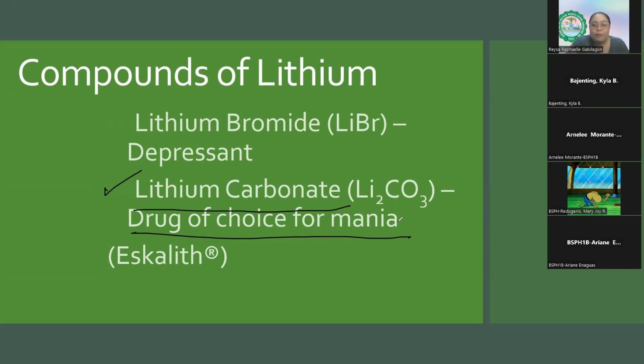Pag meron tayong bipolar na patient, tapos nasa mania phase siya, grabe siya kataas, iyahang activity, iyahang aggression, taas tanan, euphoria, we give lithium carbonate. So in the market, pag pharmacist na kayo, pohon, you will see this one. Ito ha, that is the brand name, Escalate R. R means registered. Registered brand name niya si Escalate. But aside from that, we also have Kilonium R. This is another brand for our lithium carbonate. Okay?